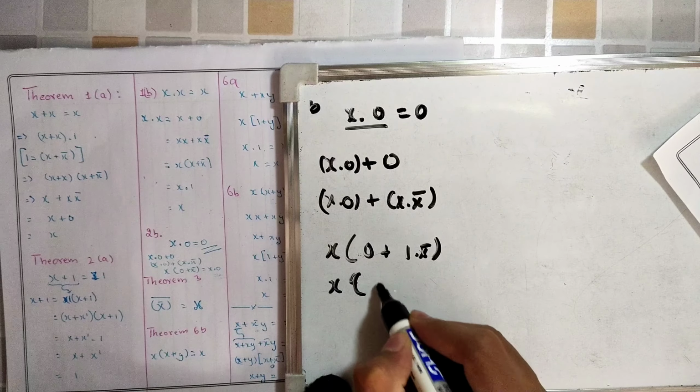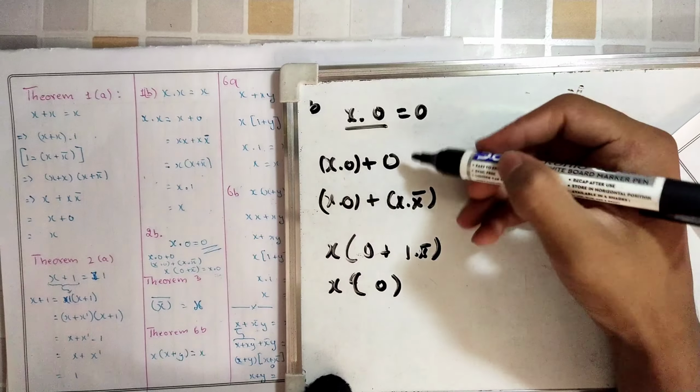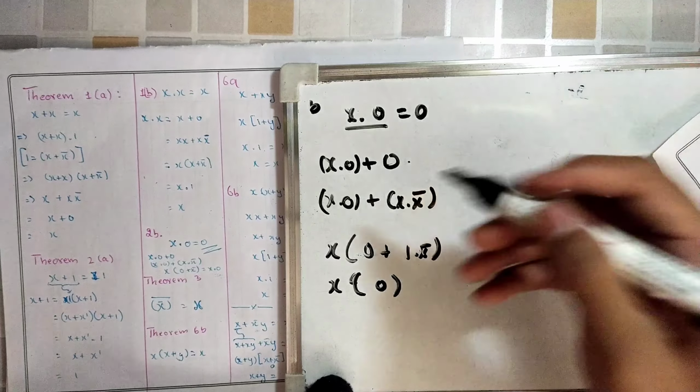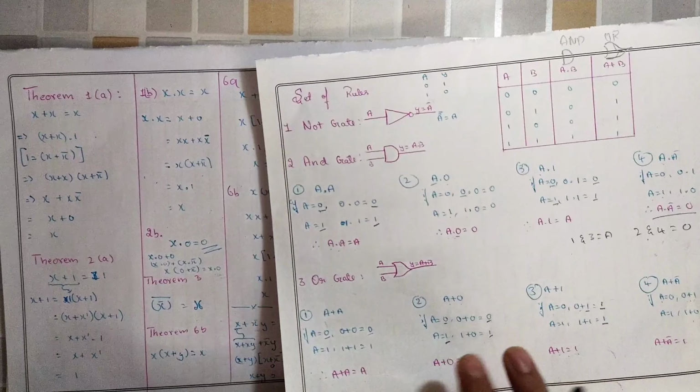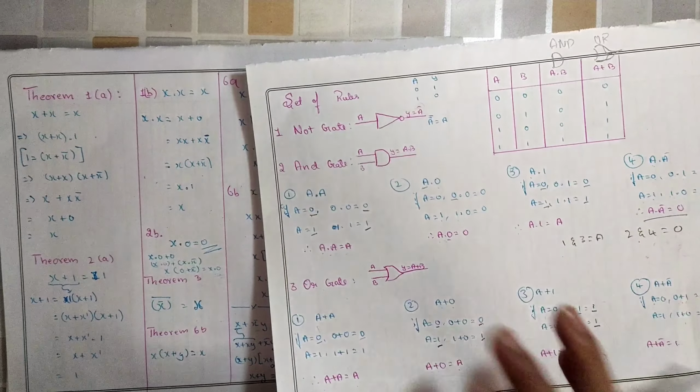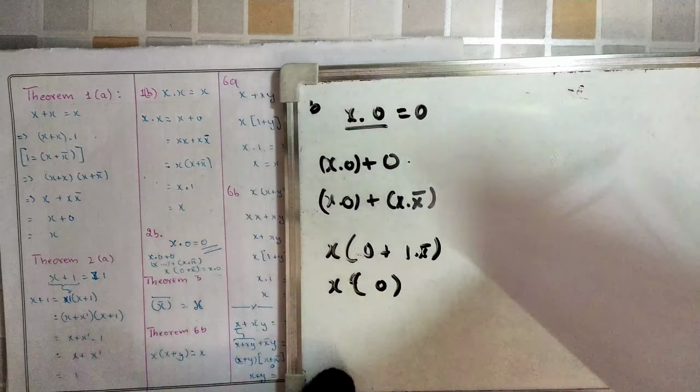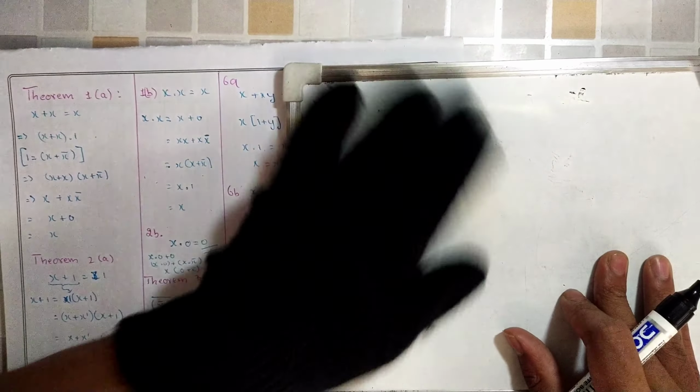So you will have x into 0 again. So same thing, or else just write x into anything into 0 is 0. Directly from this condition you can simply write this, write it's 0, and finish it.